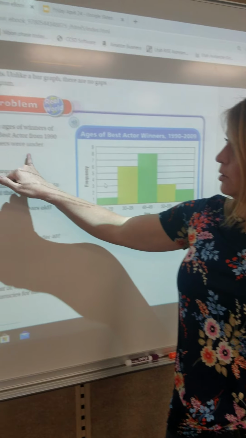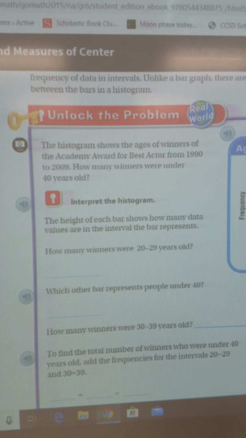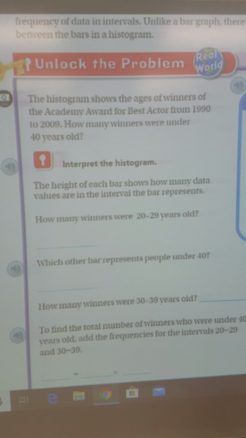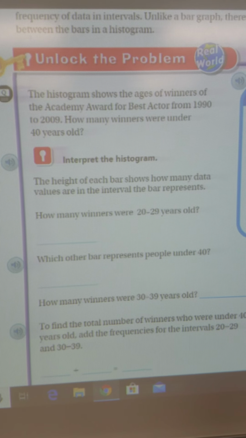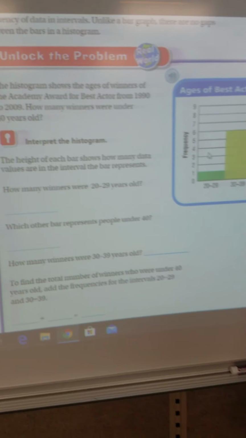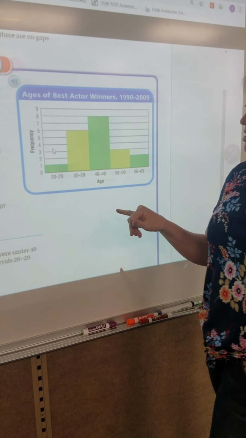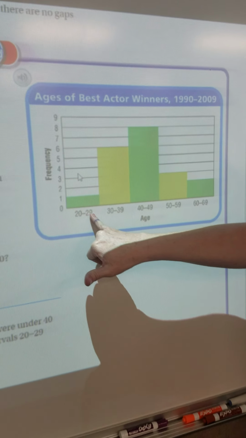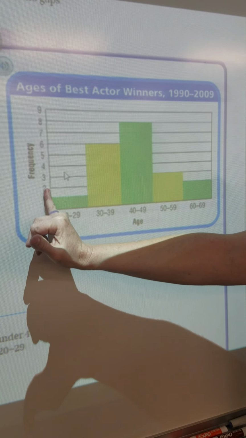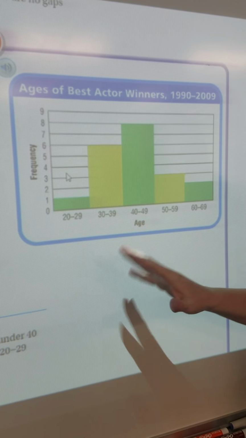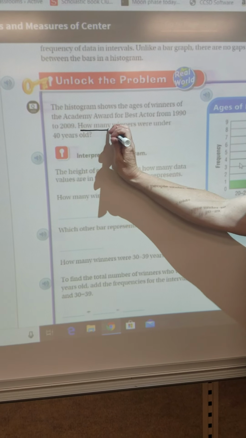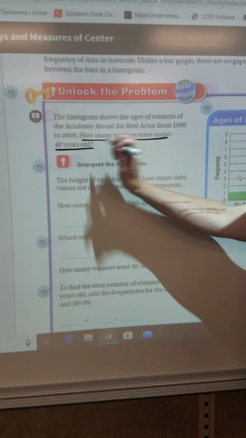Okay, so our first problem today says, the histogram shows the ages of winners of the Academy Award for Best Actor from 1990 to 2009. How many winners were under 40 years old? As we look at our histogram, boys and girls, the bottom tells us the age of the people, right? And then the side tells us the frequency, how often that event occurred. Remember, our question was asking how many winners were under 40 years old.